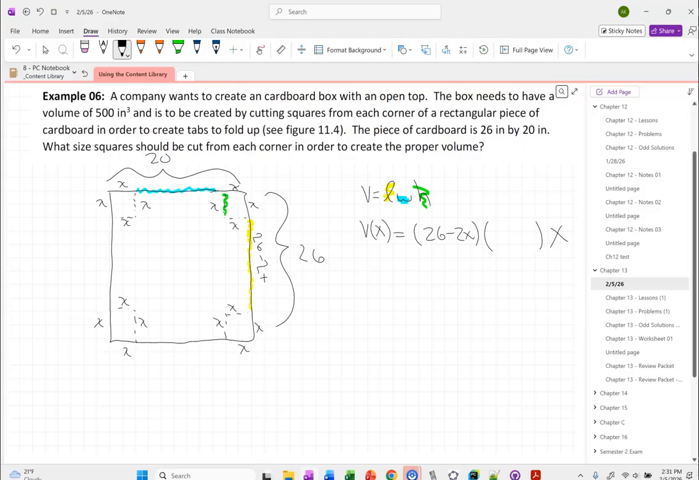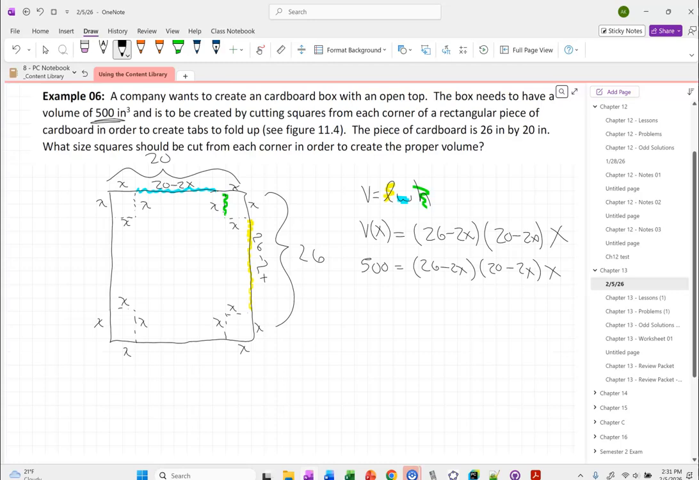And then how about for the width? 20 minus 2x. Same reasoning. Everybody feel good? What does the volume have to be here? We're told in the problem it has to be 500. Everybody feel good there? Okay.